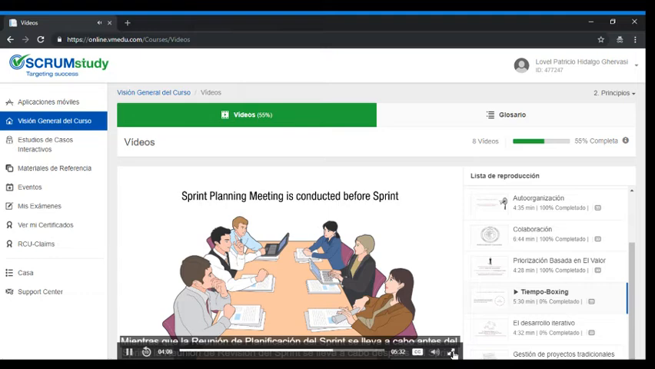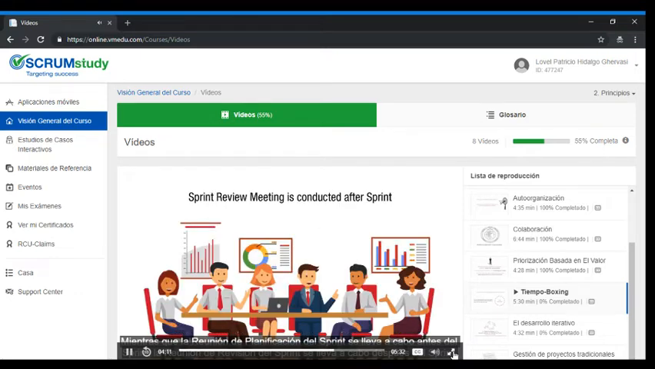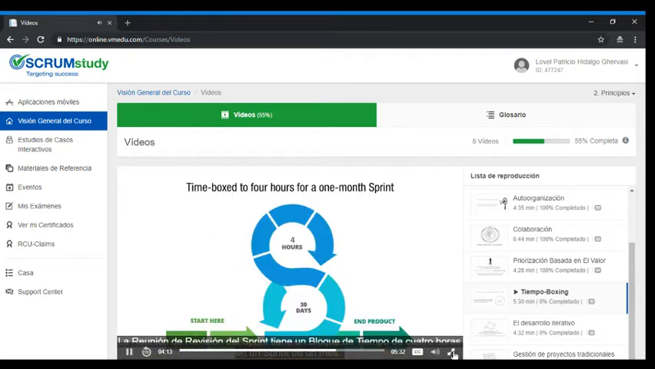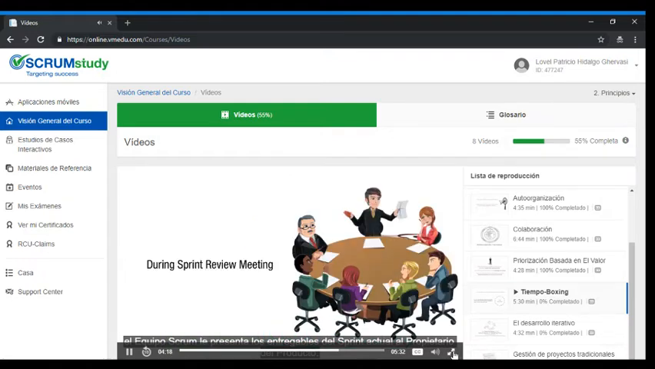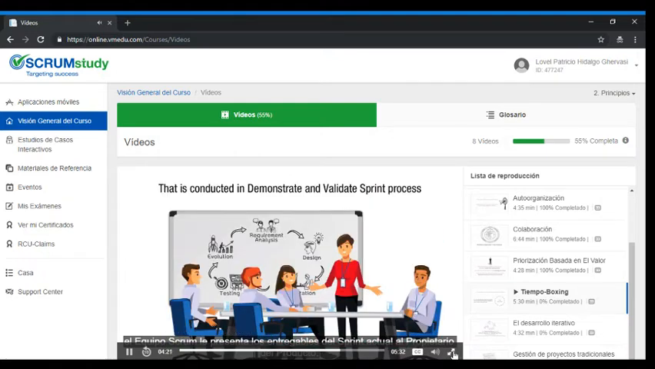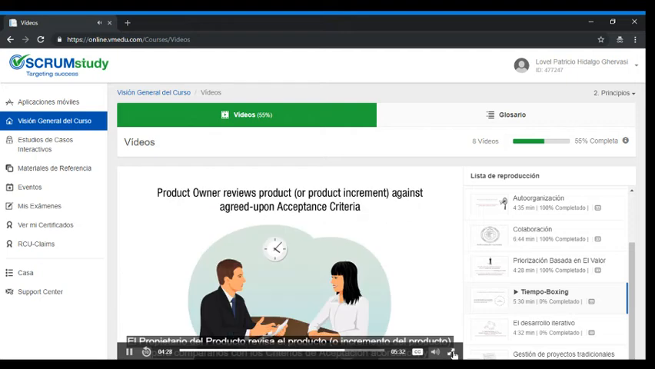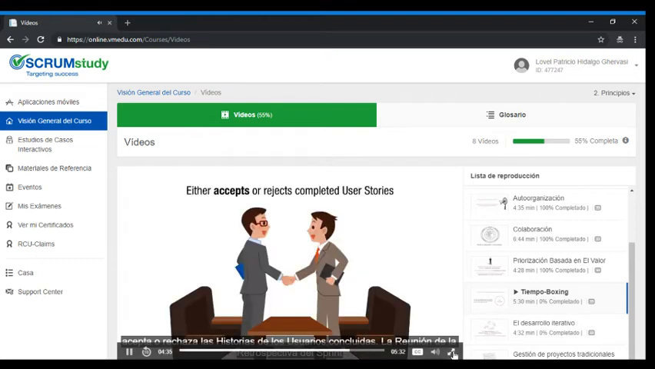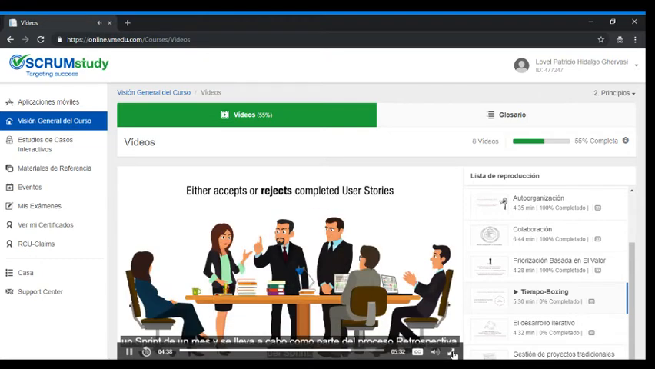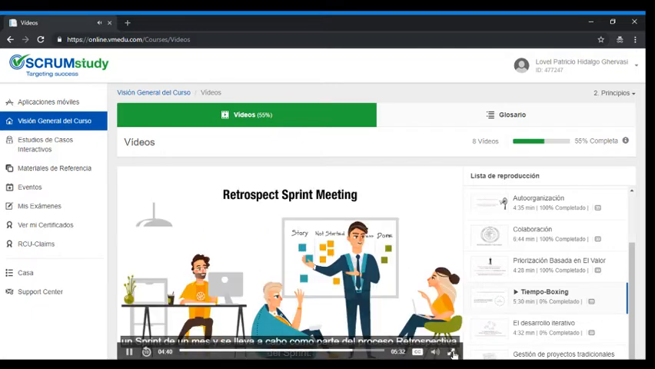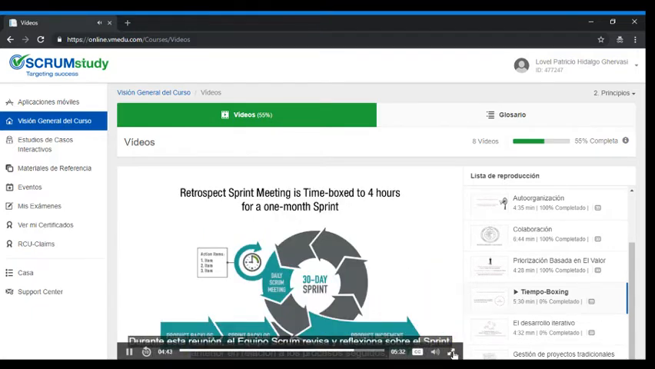While the sprint planning meeting is conducted before the sprint, the sprint review meeting is conducted after the sprint. It is time-boxed to 4 hours for a 1-month sprint. During the sprint review meeting that is conducted in the Demonstrate and Validate Sprint process, the Scrum team presents the deliverables of the current sprint to the product owner. The product owner reviews the product or product increment against the agreed-upon acceptance criteria and either accepts or rejects the completed user stories.